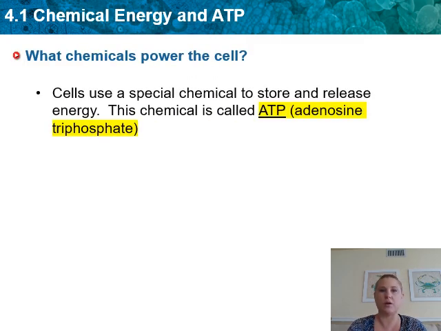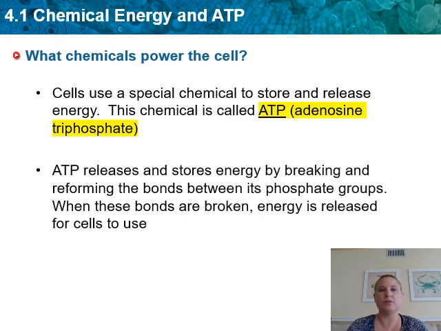So what chemicals power the cell? Well, cells use a special chemical to store and release energy. And again, remember, we need energy to fuel our cells. Everything we do is based on energy. The chemical we use is called ATP. It stands for adenosine triphosphate. Tri for 3. So ATP releases and stores energy by breaking and reforming the bonds between its phosphate groups.